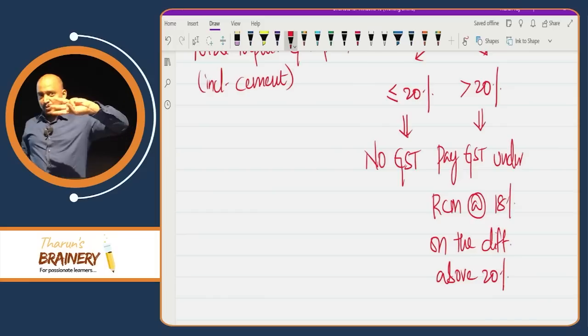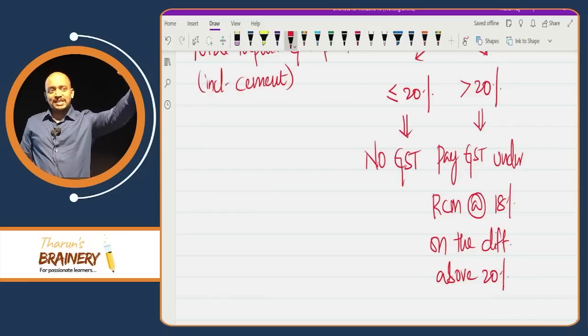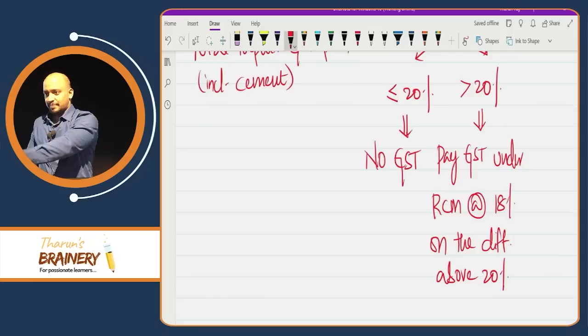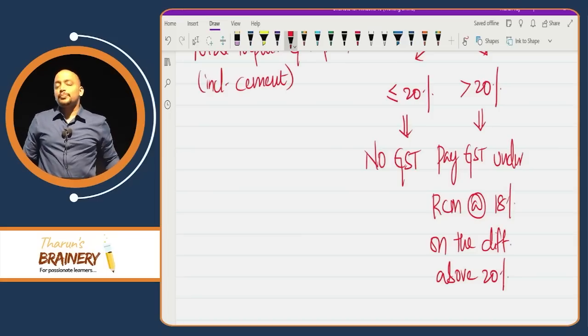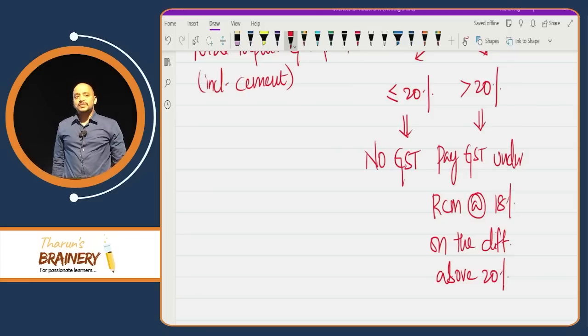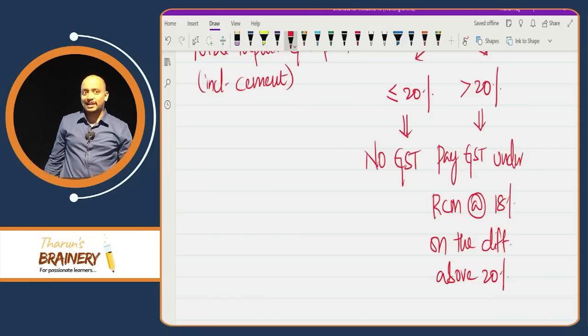So what are the 3 steps you need to remember? Step 1, capital goods. Capital goods purchased from registered person or unregistered person. Registered person, no need to pay GST under RCM. Suppose you purchase from unregistered person, pay GST under RCM at the rate applicable to capital goods. Second step, cement. Purchase from registered person, no need to pay GST under RCM. Purchase from unregistered person, pay GST under RCM at 28%.